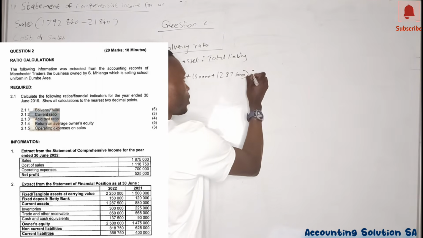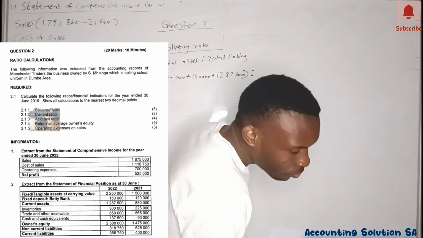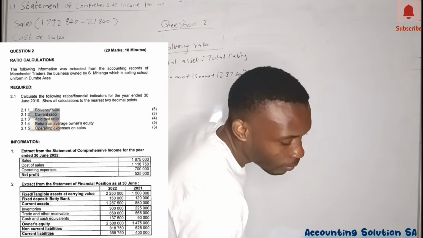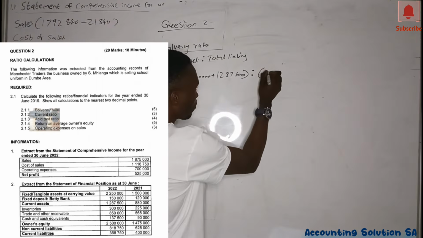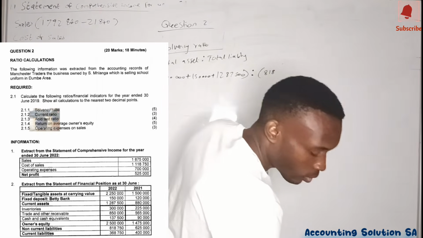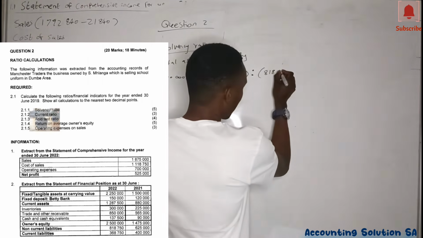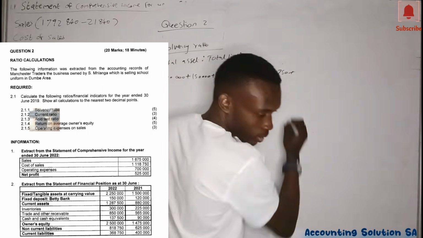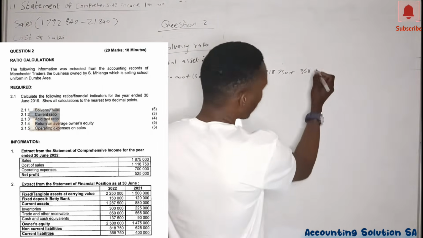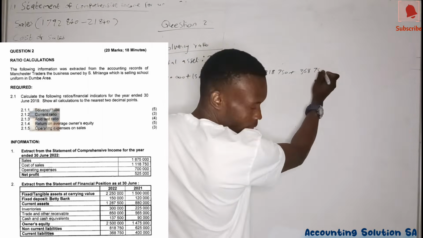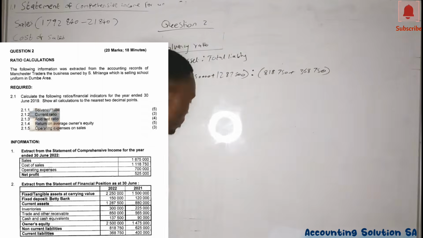Then we are going to say is to total liability. Let's go and check for 2022. Total liability, we have non-current liability and current liability. We're just going to add 818,750 plus 368,750. Then now let's add them.